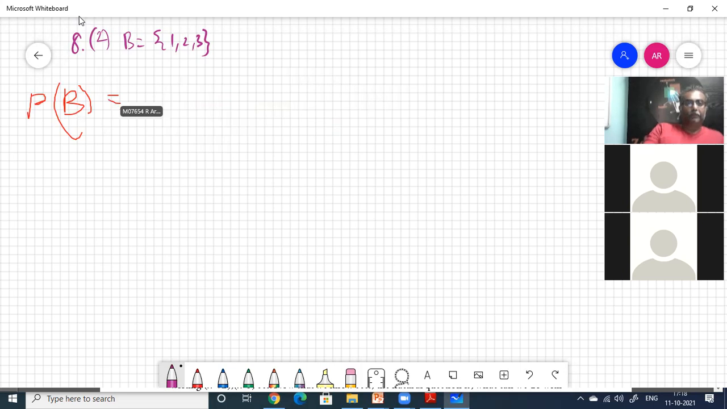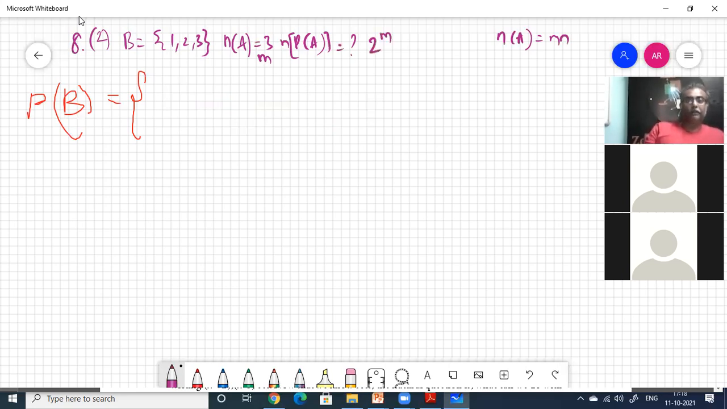Okay, first tell me the number of elements that will be there. N of B is 3. N of P of B, how much? What is the formula for N of P of A? If N of A is m, 2 power m, uncle. N of P of A is 2 power m. So how many will be there? m is 3, 2 power 3. How much is 2 power 3? 8, uncle. 8. Very good. So write all the 8 elements in P of B now.